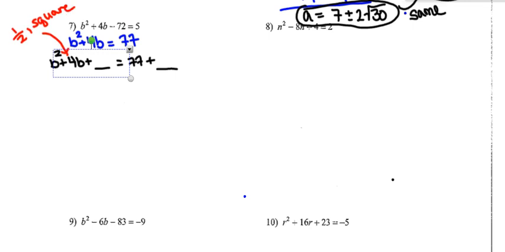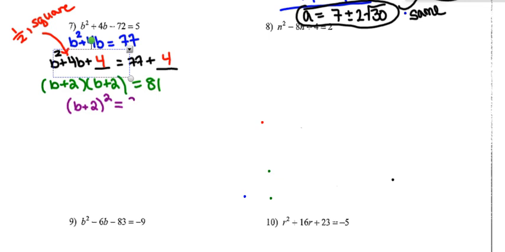So half of 4b is 2. When I square the 2, I get 4. That's the number that adds to both sides. When I factor the left side, I end up with b plus 2 times b plus 2. Combining the terms on the right side leaves me with 81. So now on the left side, I've got b plus 2, the whole thing squared. I'm going to just leave that 81 alone on the right side.